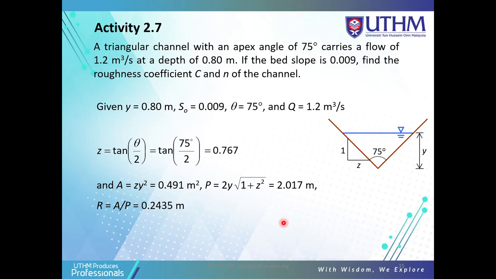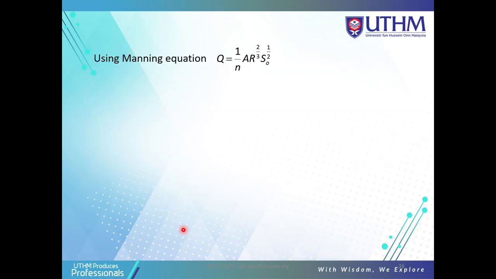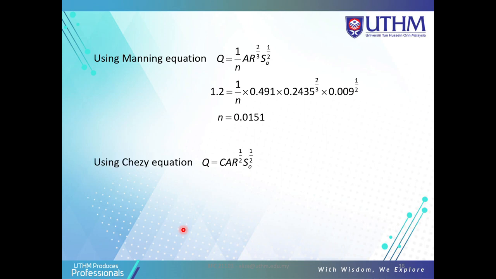So we get the values of A, P, and R. After that you use the Manning equation to get the Q, and get the value of N. Because the Q is given, you must find the N. It depends on your question, which parameter you must determine or calculate. After you get the N using the Manning equation, you find the Chezy equation.